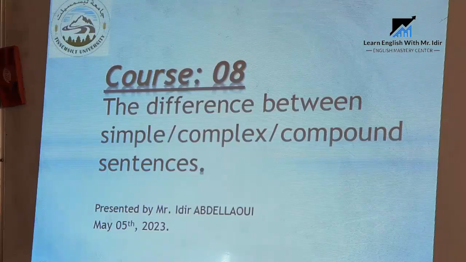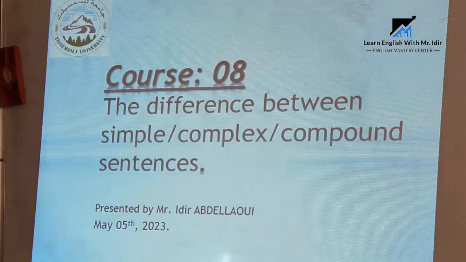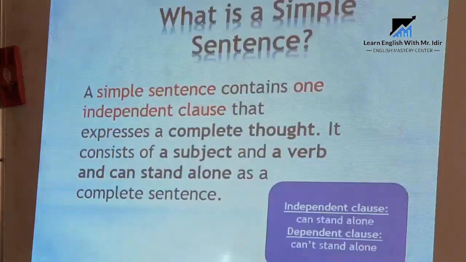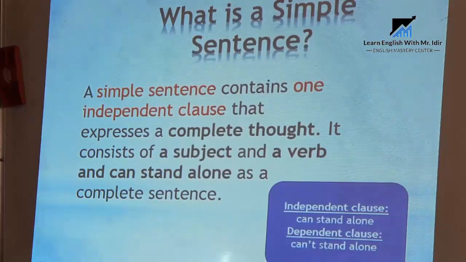Today, we have to understand the difference between simple, complex, and compound sentences. In English, we have three types of sentences: a simple sentence, a complex sentence, and a compound sentence. We use them in order to write paragraphs, essays, and articles. However, we have to understand what the types of sentences are.